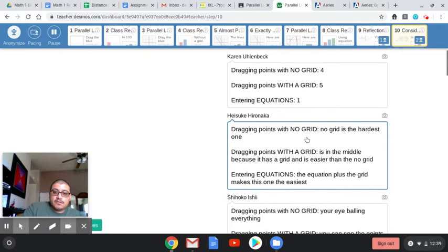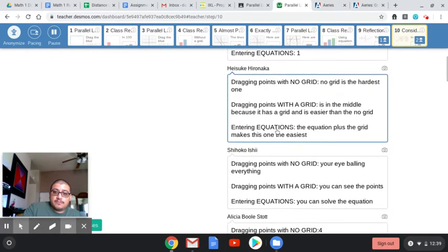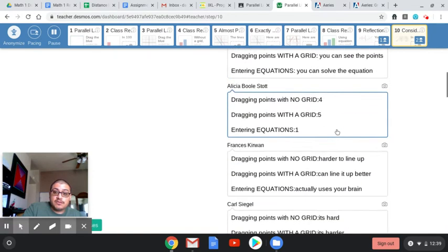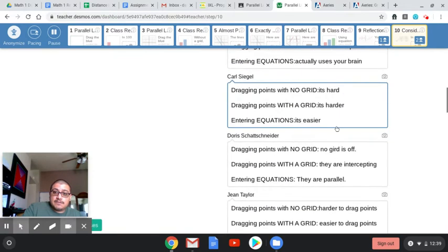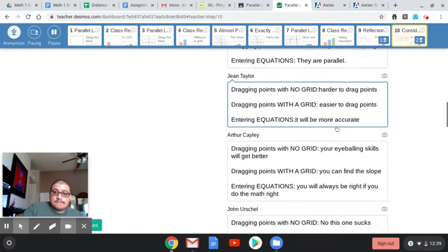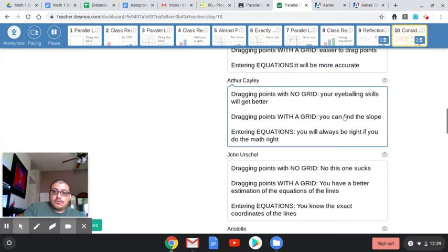The student said that the grids are the hardest one, and equations is the easiest. You're just eyeballing everything with no grid. You can see the points with the grid, and then you can look at the equations. Okay, focusing on the points: with no grids, it's harder to drag the points. With grids, it's easier, and then you get more accurate with the equations.